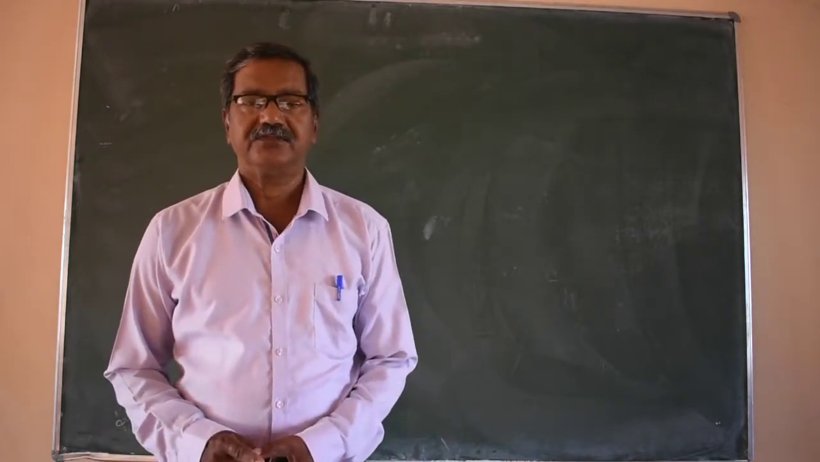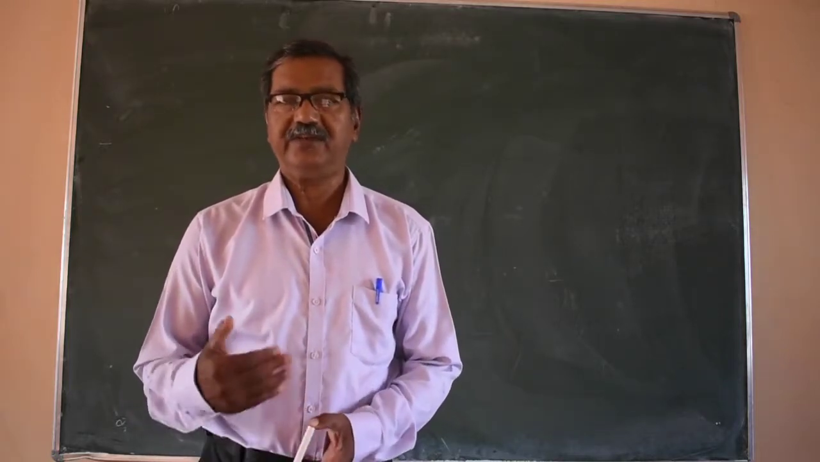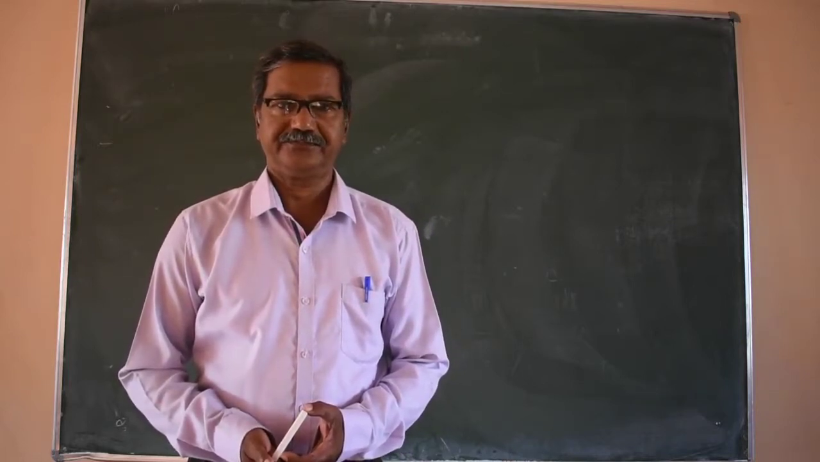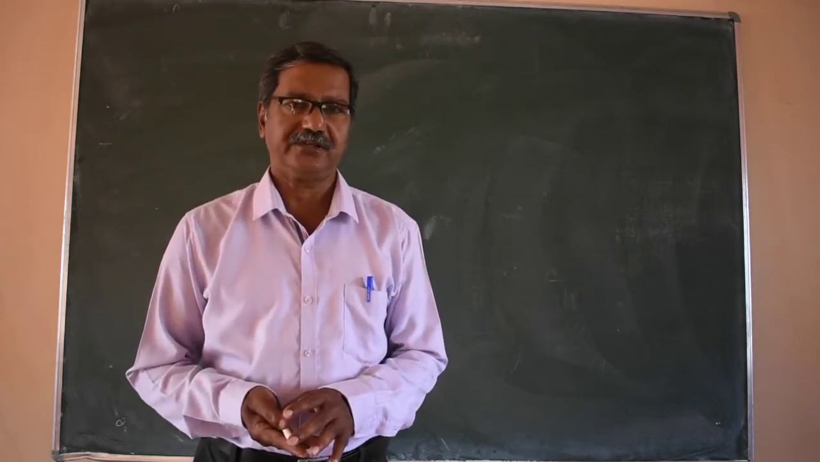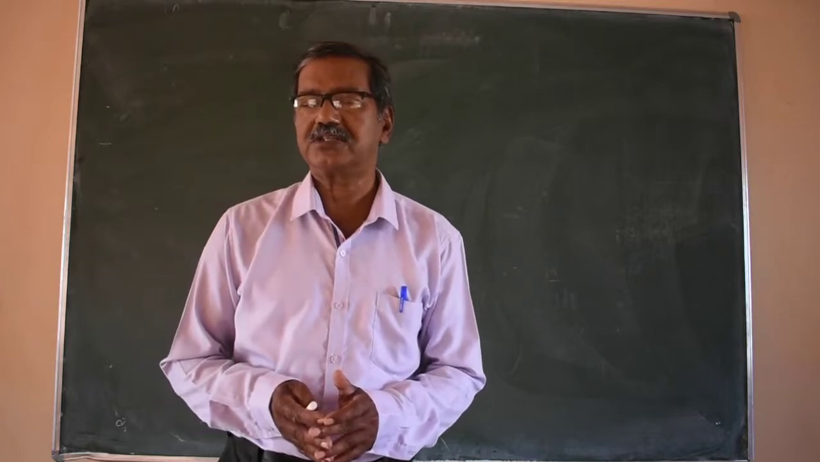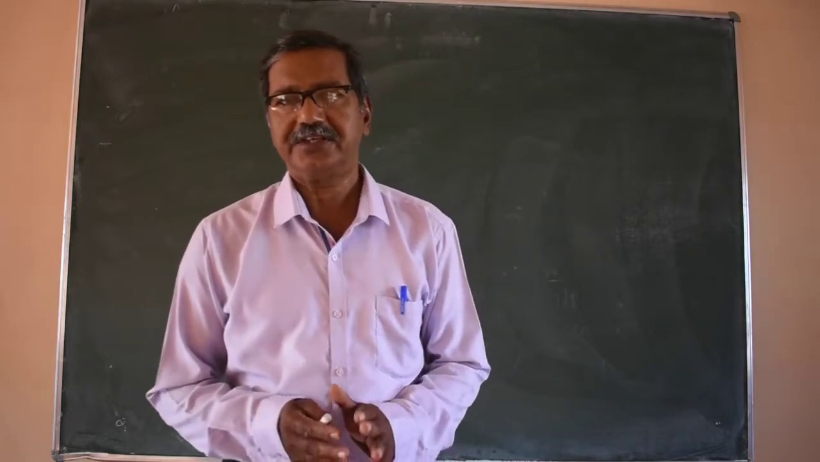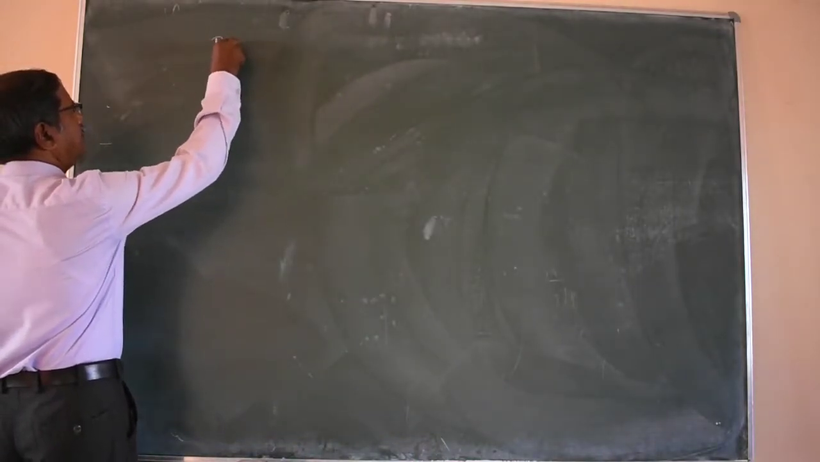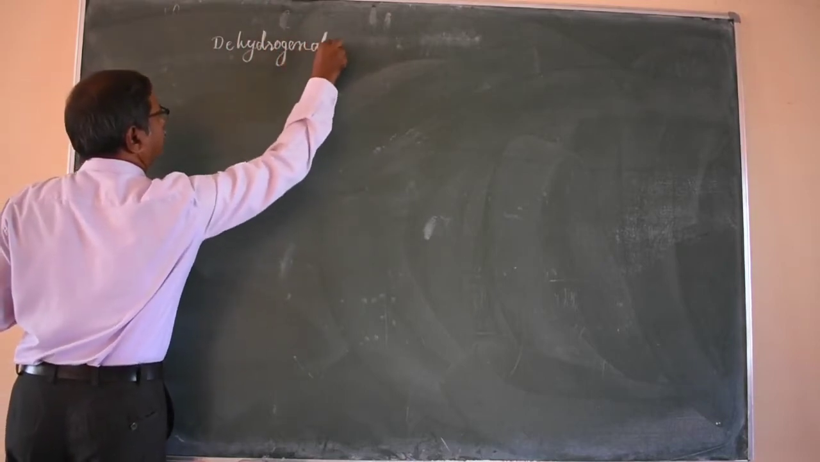So after this, we have to discuss some dehydrogenation of alcohols. There is a difference between dehydration and dehydrogenation. In dehydrogenation, you are removing the hydrogen from alcohol, and dehydrogenation is done by using copper or silver catalyst at 300 degrees Celsius. So let us discuss some dehydrogenation of alcohols.